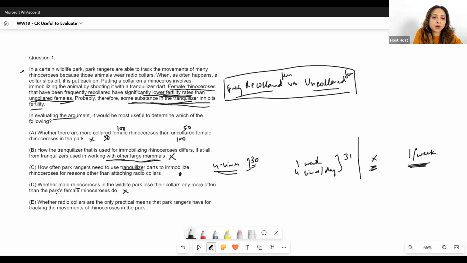All right. Now, E. Whether radio collars are the only practical means that park rangers have for tracking the movements of rhinoceroses in the park. As we said, any other plan is absolutely useless. It is something we don't have to worry about. Anyway, this is not even another plan. We are discussing the tranquilizer dart. We are saying that that is the one that is responsible. Here, they are wondering whether there can be other ways in which rhinoceroses can be tracked. So they are talking about radio collars, right? So this is certainly not in our scope. This is certainly out of scope for us. Okay. So then the answer is simply going to be C. C is the correct one, right?